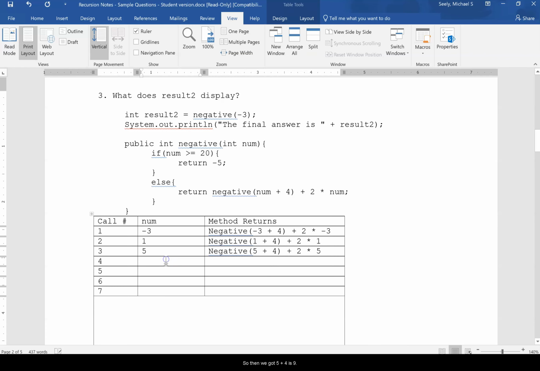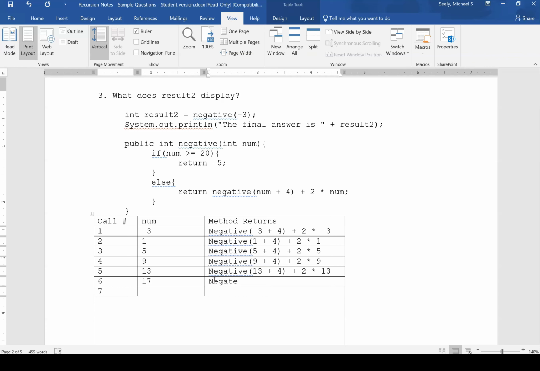So then we got 5 plus 4 is 9. So we got 9 plus 4, and that's 13. So then we got 17. Now notice, why am I just doing this over? Because none of these numbers right here are greater than or equal to 20. So then I got 17.